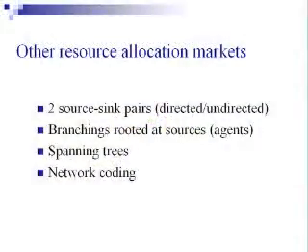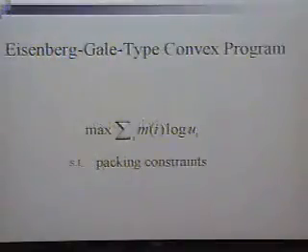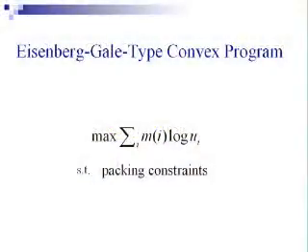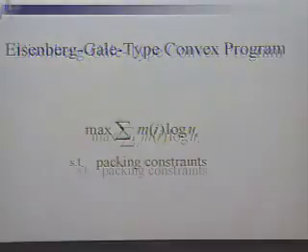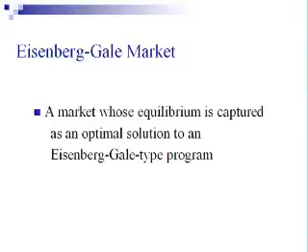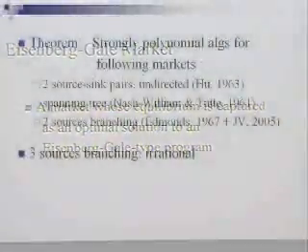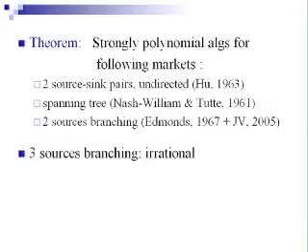So, here are these markets, and then at this point, what we did was we defined the notion of an Eisenberg-Gale convex program, which is basically maximize this kind of an objective subject to linear packing constraints, and defined the notion of an Eisenberg-Gale market as any market whose equilibrium is captured by the optimal solution to such a program. And we said, which of these markets have strongly polynomial algorithms? Okay, and we found these strongly polynomial algorithms for these markets.